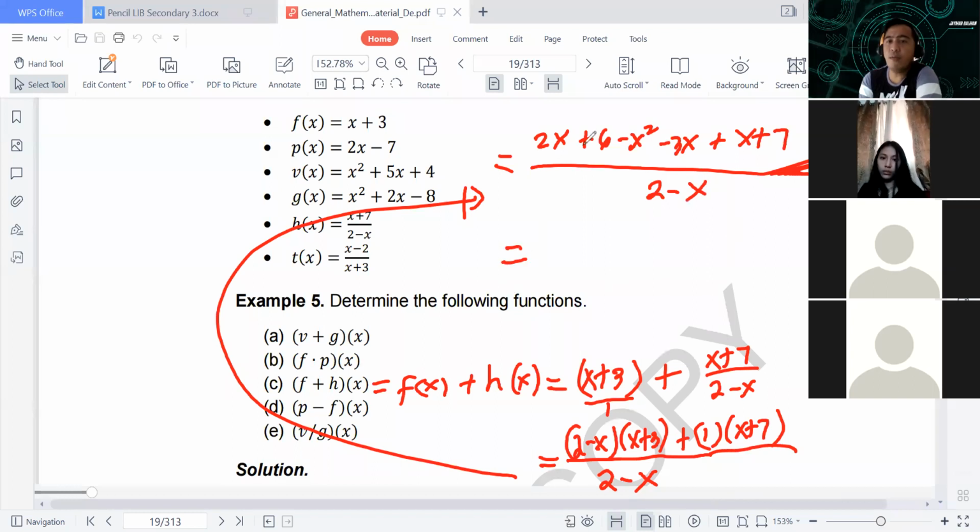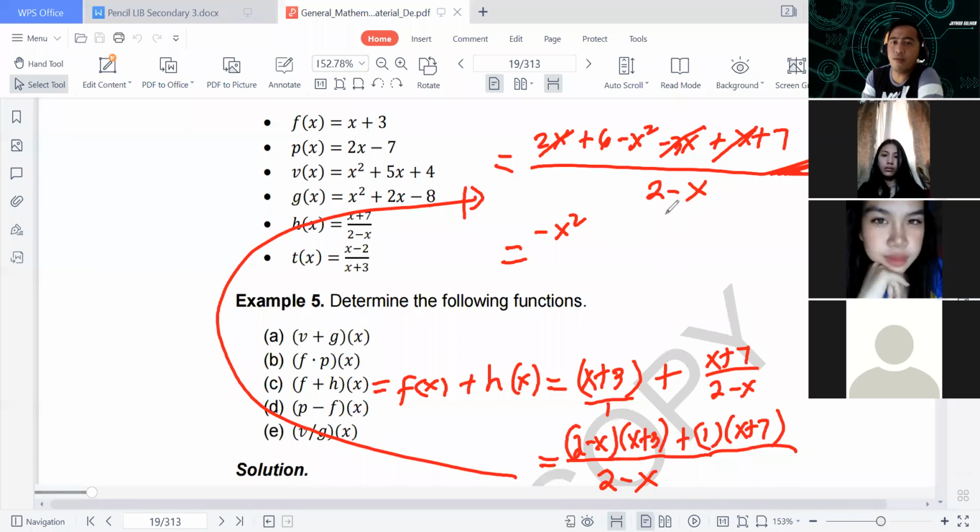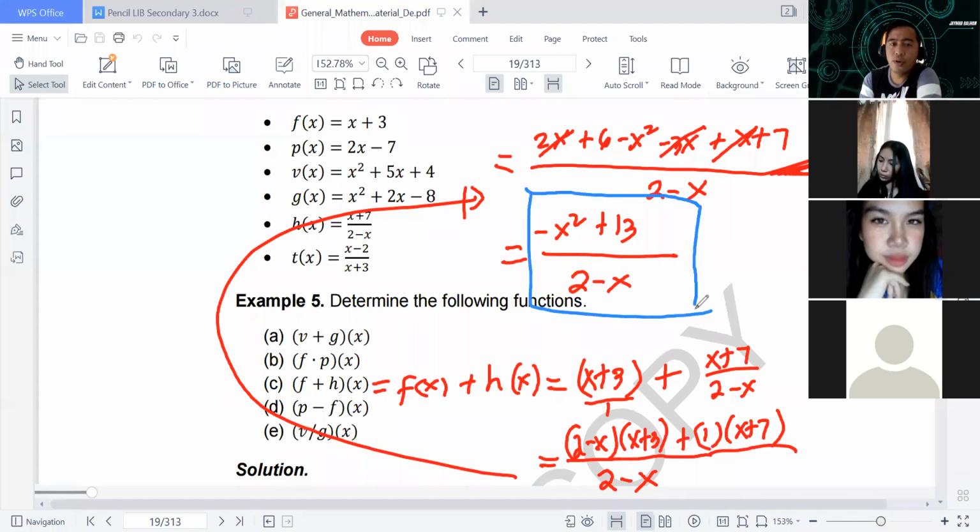And if you simplify the numerator, it will be now negative x squared. For the x's, it will be negative 2x, then this is positive 2x. It will be canceled out, right? So there is no x term. 6 plus 7, that is just 13 all over 2 minus x. And that is now the answer for the letter C.